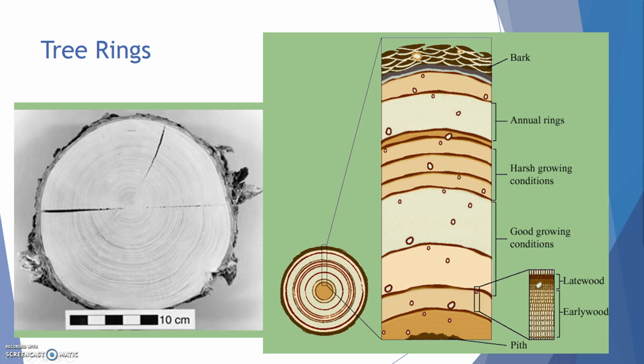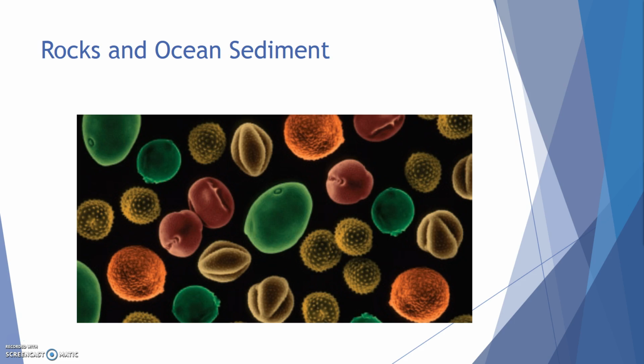The last proxy record is rock and ocean sediment, so kind of the sand you find at the bottom of an ocean or something. We know that layers of soil and rock build up over time, not with as much consistency necessarily as tree rings, but they build up over time on the Earth's surface, and layers of sediment form layers of rock on the bottom of the ocean floor.